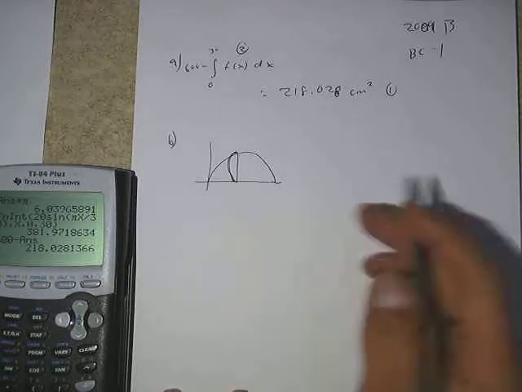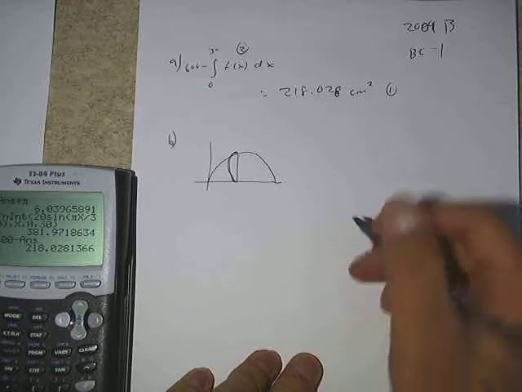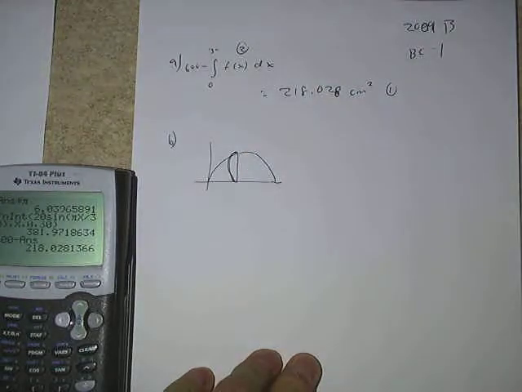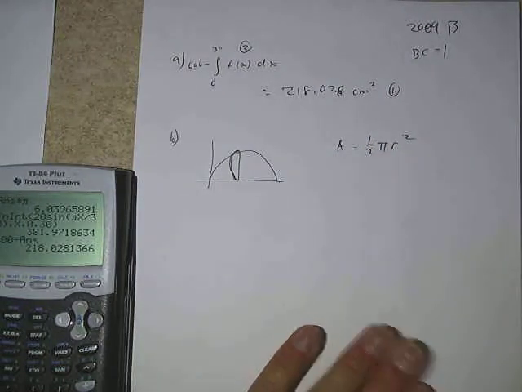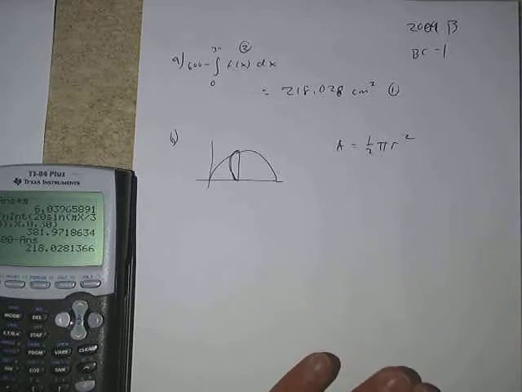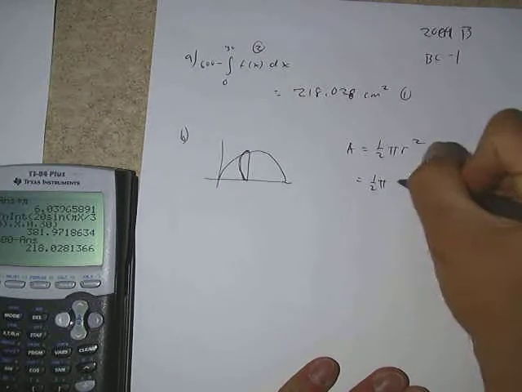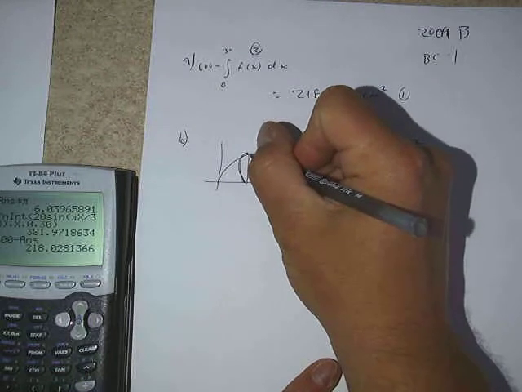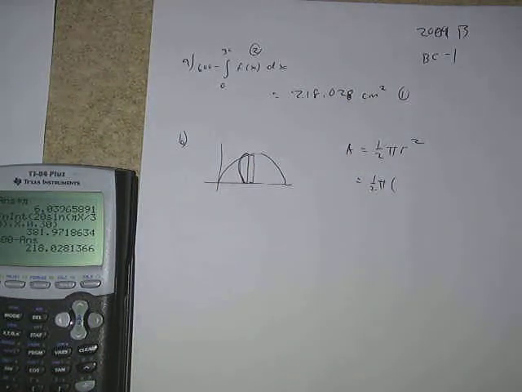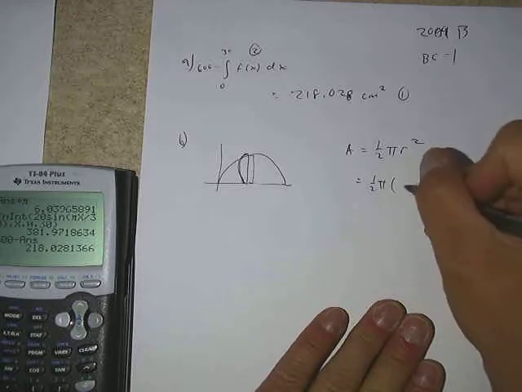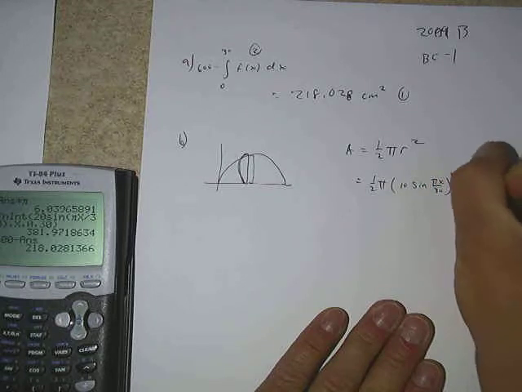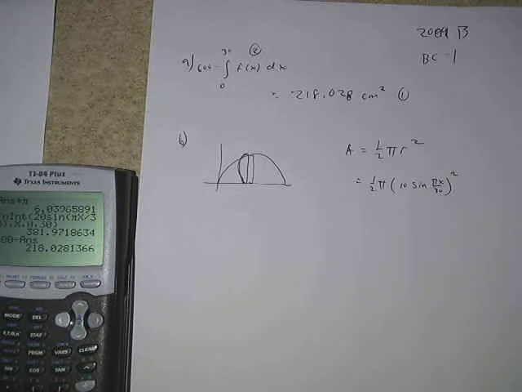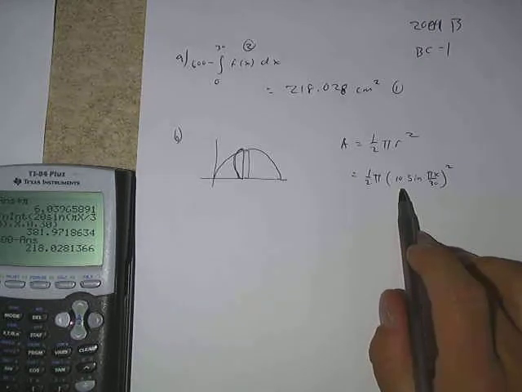So remember, when we have a solid whose base is in the xy plane, we start out by first writing a sentence that gives us the area of one slice. And since it's a half circle, we'll use half pi r squared as our original equation. And then from there, we want to write it in terms of x. Well, the diameter of that circle would be the function f of x. So the radius is going to be half of that. So ultimately, we'd have 10 sine of pi x over 30, squared.